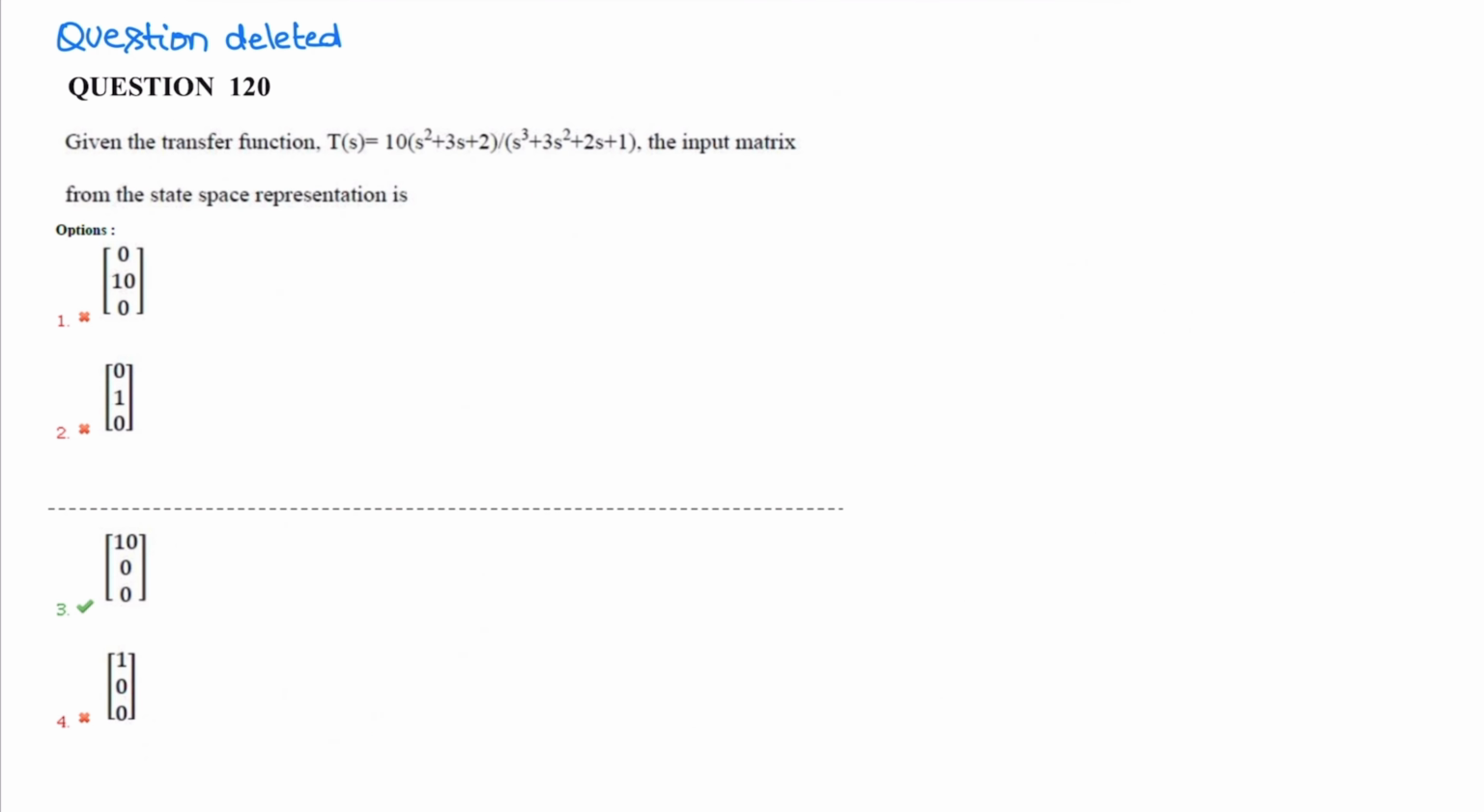Next, question number 120. Given the transfer function 10s square plus 3s plus 2 divided by s cube plus 3s square plus 2s plus 1. Input matrix. In the question they have asked for the input matrix from the state space representation. So we need to arrange this transfer function to find the system matrix, input matrix, and output matrix.